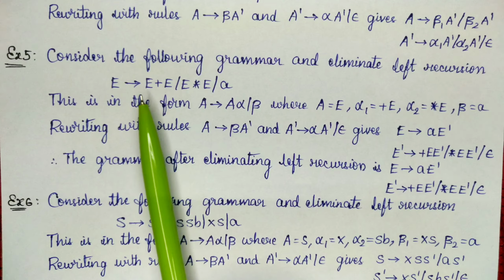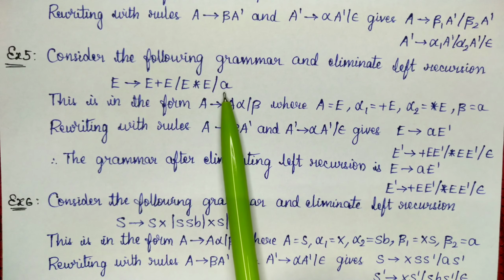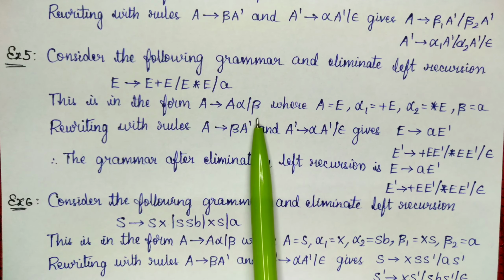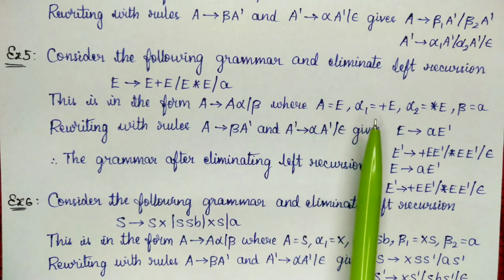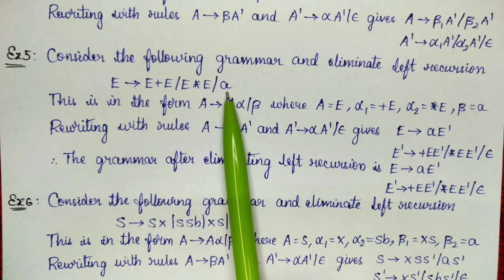Let's see another example. The grammar is E produces E plus E or E into E or A. Compare it with our grammar. A produces A alpha or beta. A is E and alpha 1 means plus E and alpha 2 means into E and beta is A.